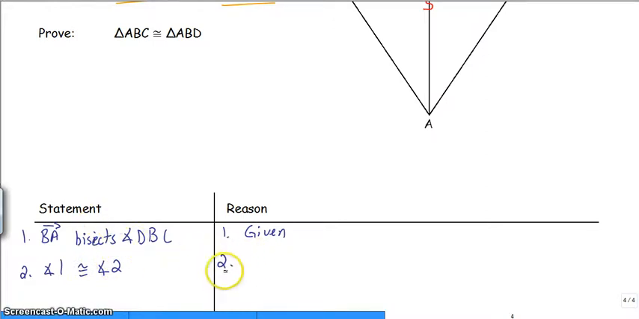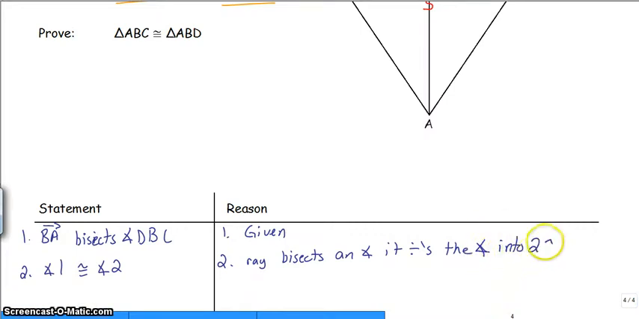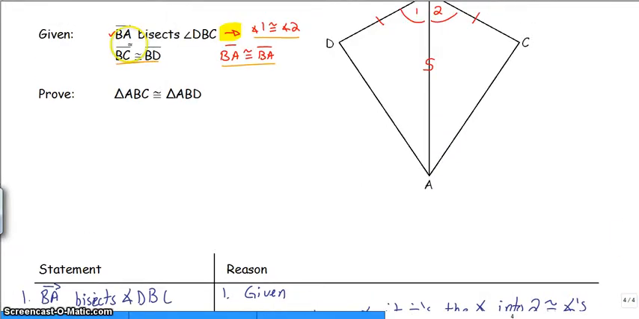The reason for that is that when a ray bisects an angle, it divides the angle into two congruent angles. So I've used my given and what it led me to. I need my next congruent statement.